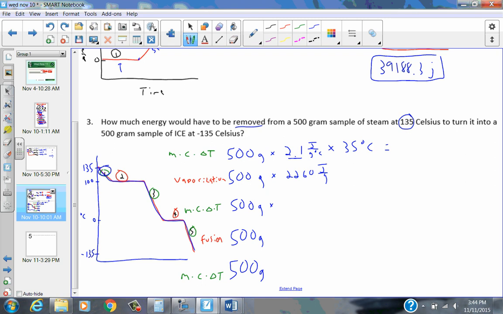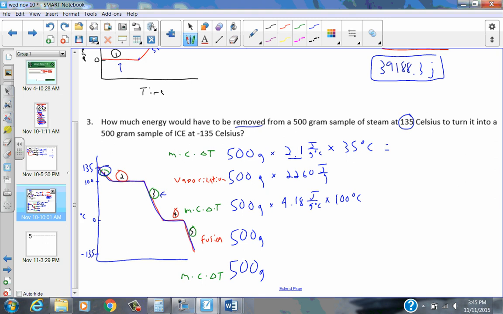Number 3 is another phase change. No, it's not. I'm sorry. Number 3 is another temp change. So it's an m times c times delta t. What phase is the water going to be in between 0 and 100? That's a liquid. 4.18 joules per gram degree Celsius from the notes. How much will it change to get from 100 down to 0? 100 degrees Celsius.